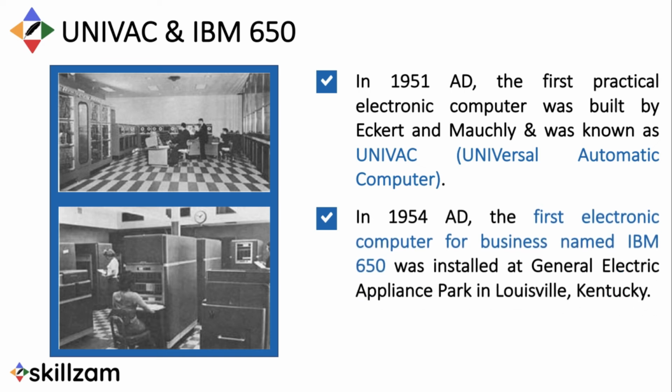Now let us understand IBM 650. In 1954, the first electronic computer for business was installed at General Electric Appliance Park in Louisville, Kentucky. This year also saw the beginning of operation of the IBM 650 in Boston as well. This comparatively inexpensive computer gave IBM the lead in the computer market. Over 1,000 IBM 650s were sold. It was a big commercial hit.